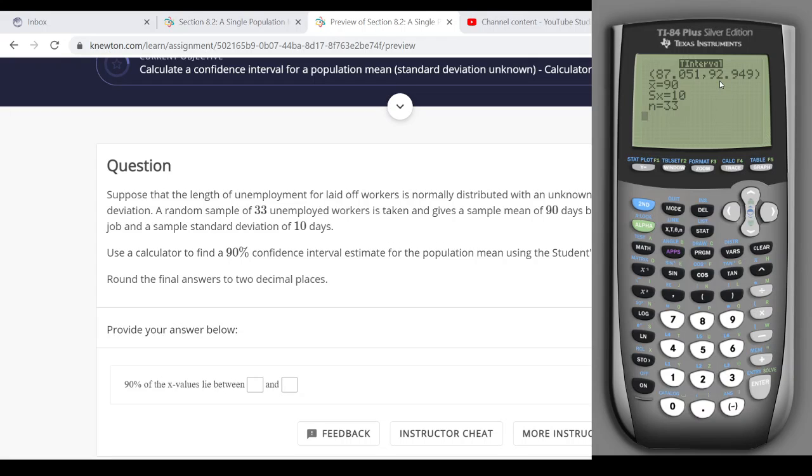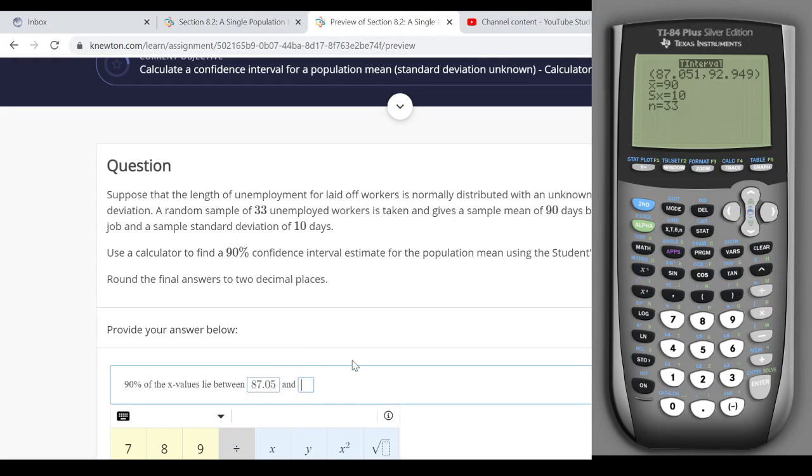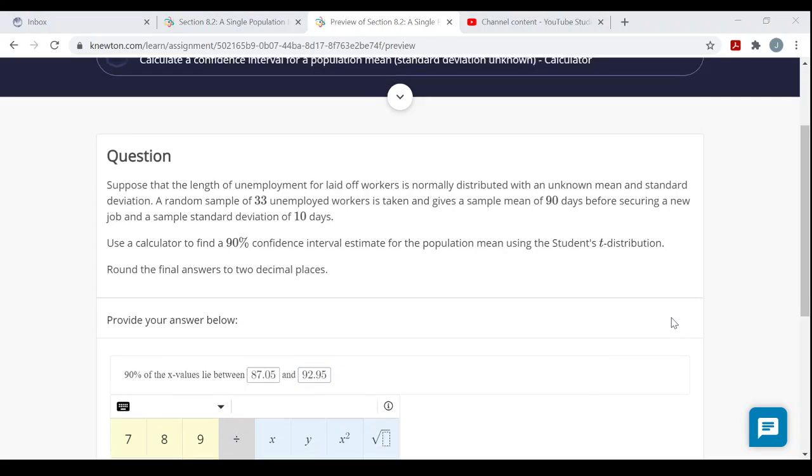I'm going to enter these values, and they asked us to round these final answers to 2 decimal places. That lower value, 87.051, would round to 87.05. So that's what I'll enter. And the upper value, 92.949, would round to 92.95. Alright, let's submit and see what happens.